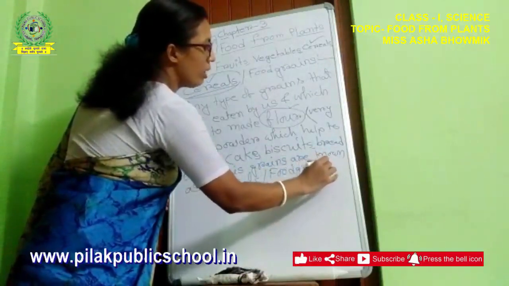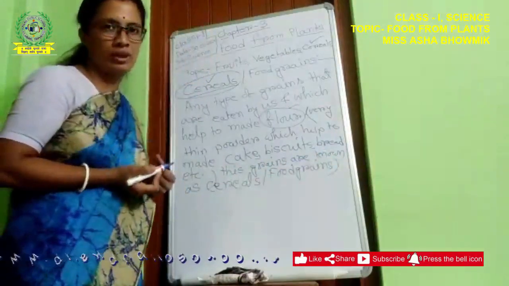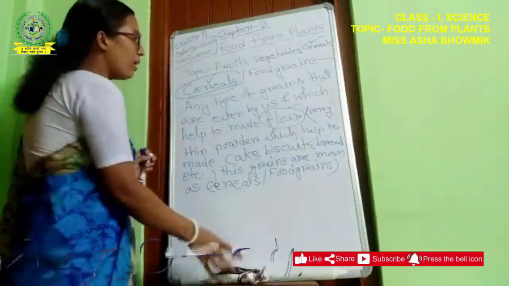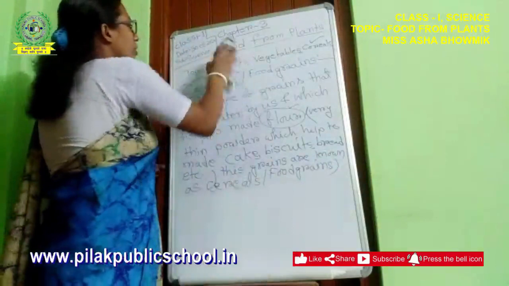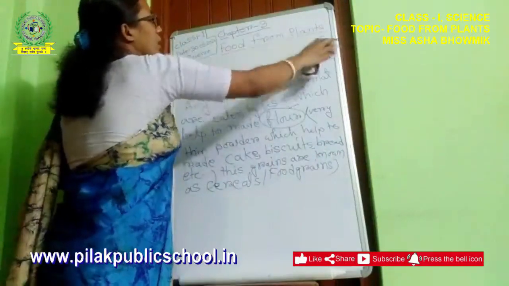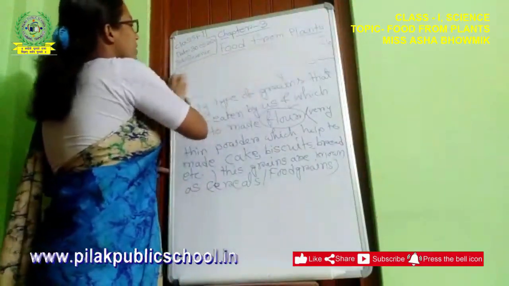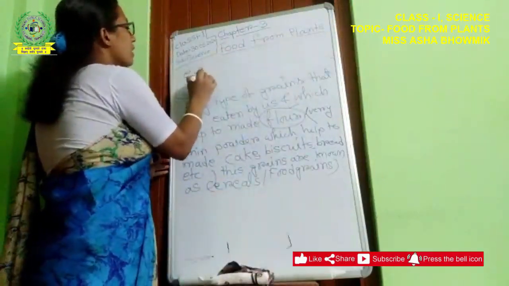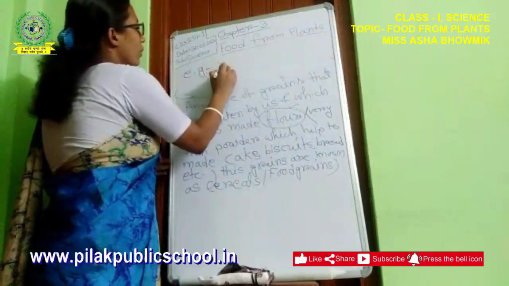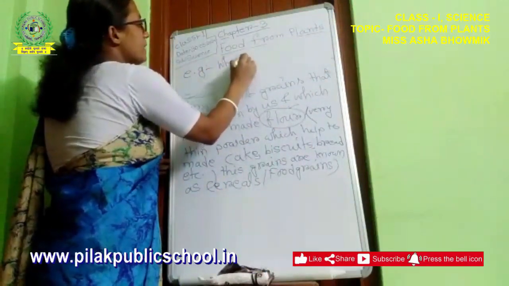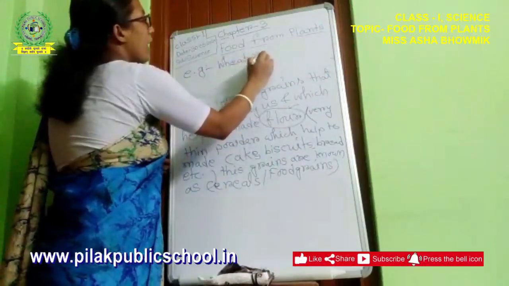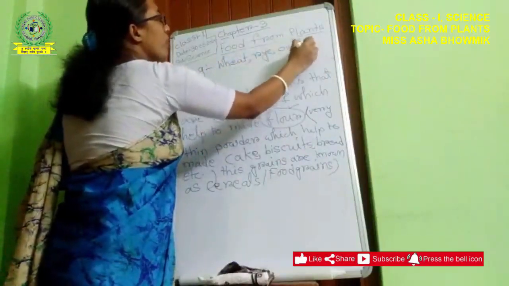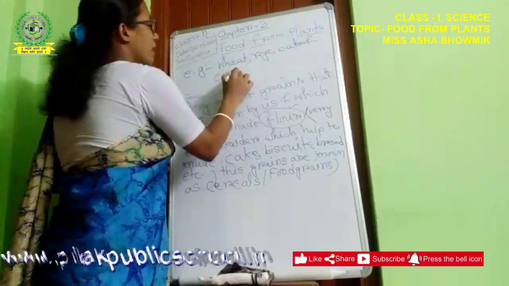Do you know the examples of food grains? Every day you take food grains with your breakfast, along with milk. Do you know the names of food grains? Examples of cereals are what? That is wheat, W-H-E-A-T, rye, oats, that we take with our milk, corn, etc.